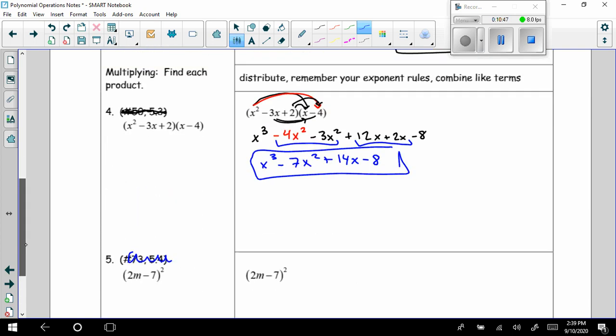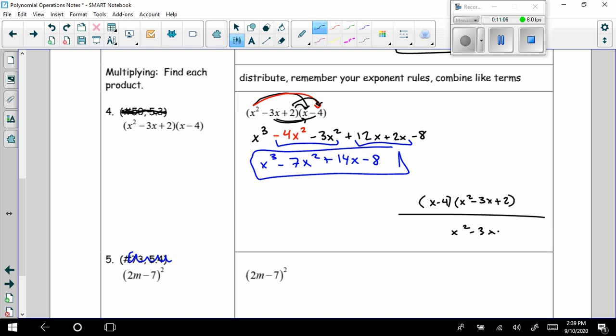All right. Another thing I want to note real quick before I move on is that you can always flip this around and do x minus 4 times x squared minus 3x plus 2. It means the exact same thing. Another option, even still, is to take x squared minus 3x plus 2 and to stack x minus 4 and to multiply like you did when you were younger with multi-digit numbers.